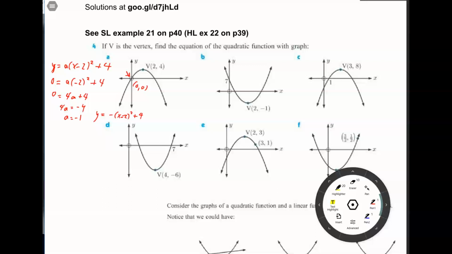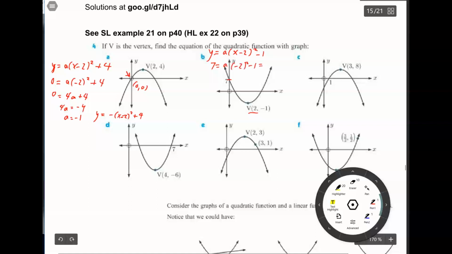B. So again, they give us the vertex, so we're going to immediately write it as y equals a times (x minus 2) squared minus 1. And one of the given points is the y-intercept 7, so (0, 7). So I'm going to put 7 in for y, and I'm going to put 0 in for x, so that gives me a times negative 2 squared minus 1, which is equal to a times 4, so 4a minus 1.